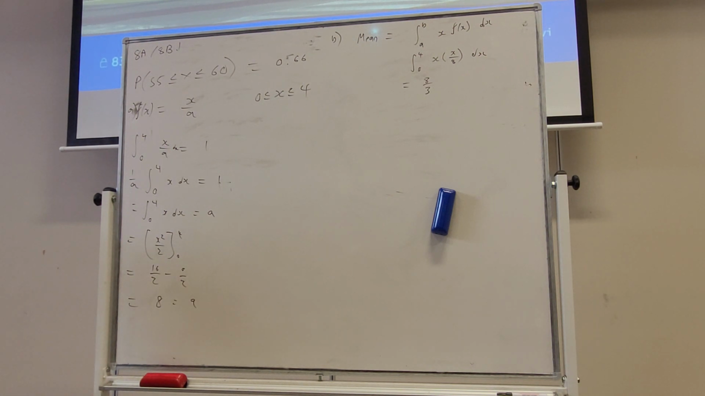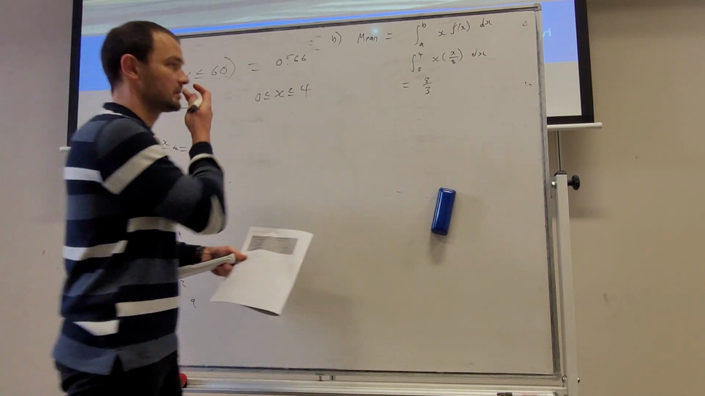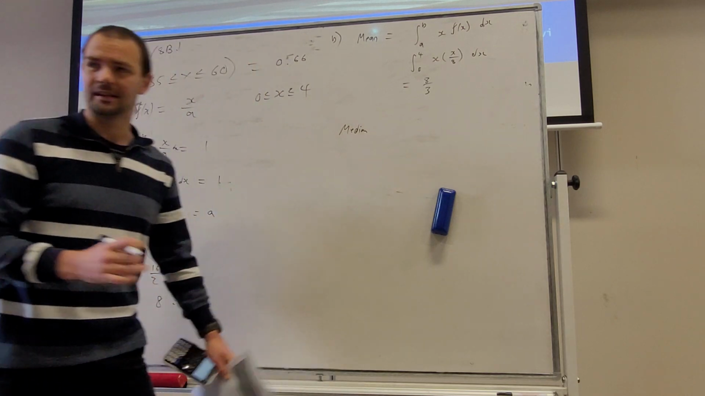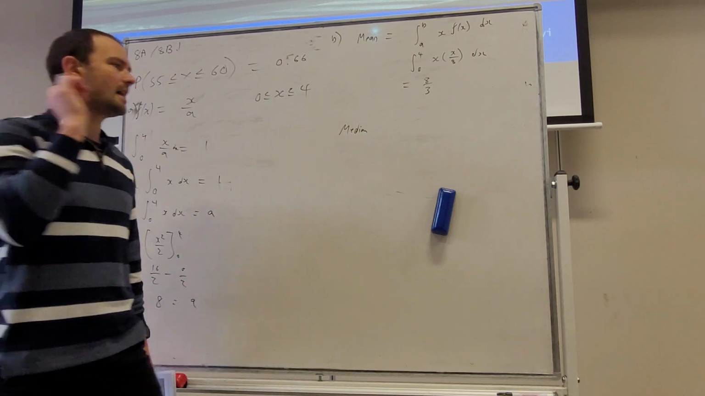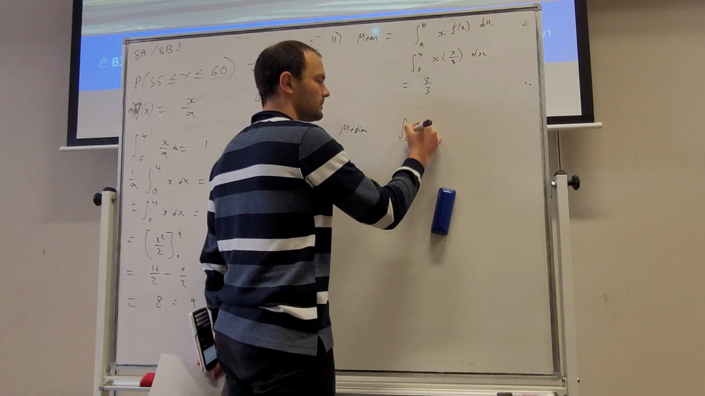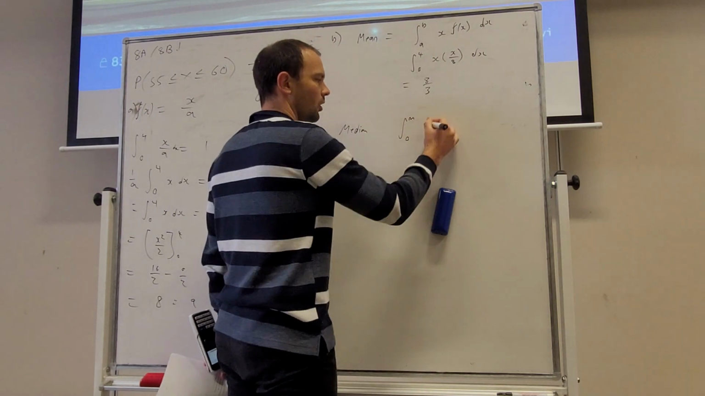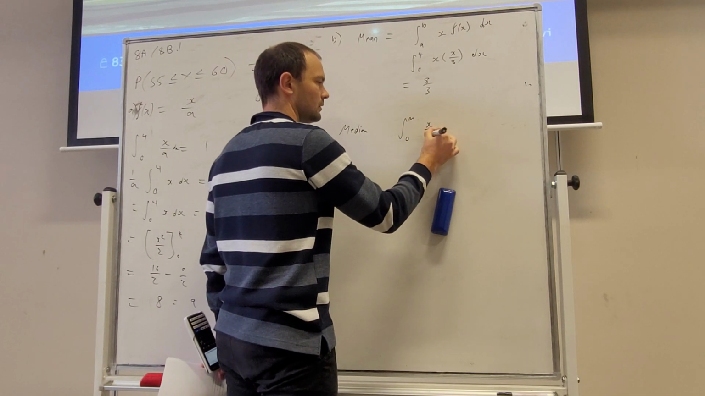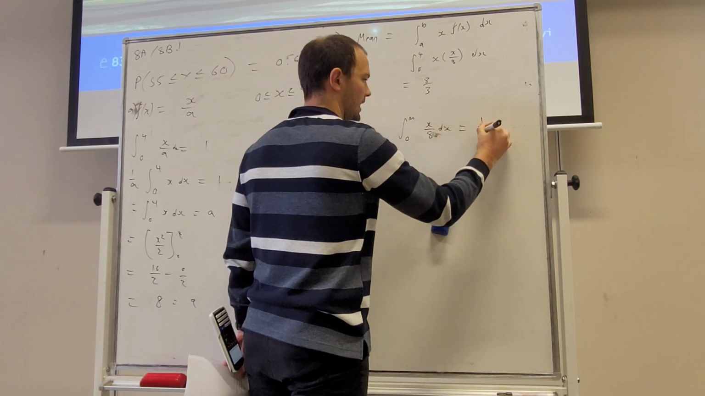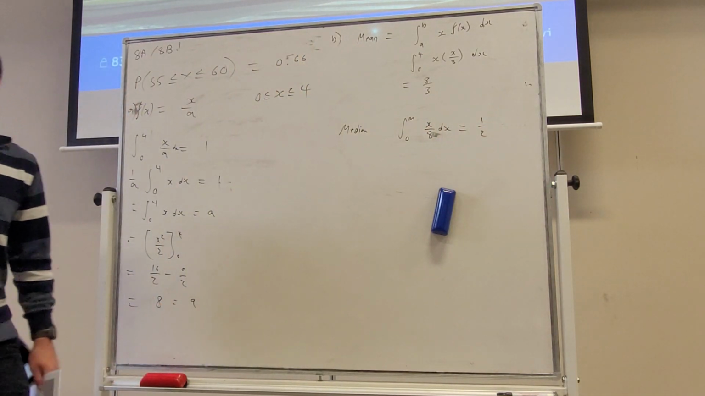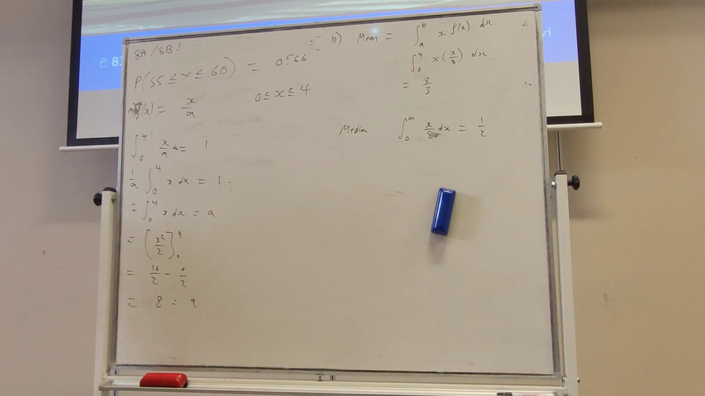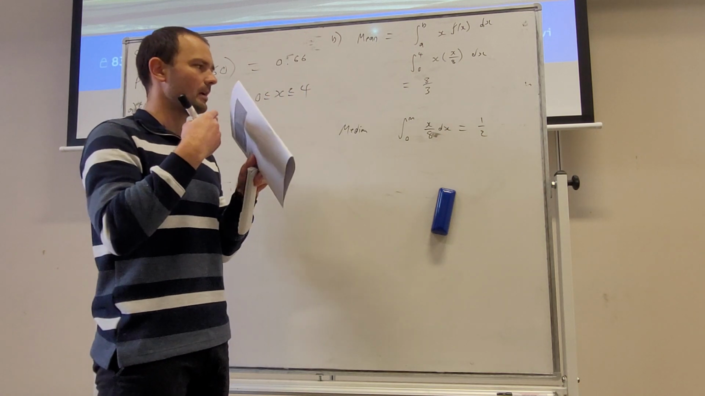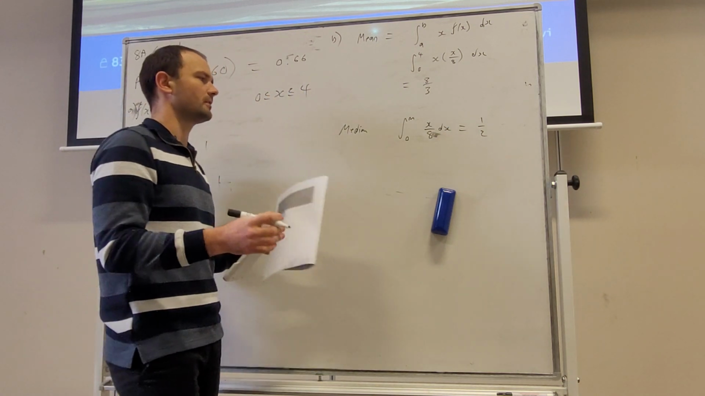Part C, find the median. Okay, so we've done the mean, let's do the median. Now the median is m, such that the integral from 0 to m of the function, x on 8, is equal to half. All right, so the median is m such that half of the probabilities are to the left of m and half of the probabilities are to the right of m.